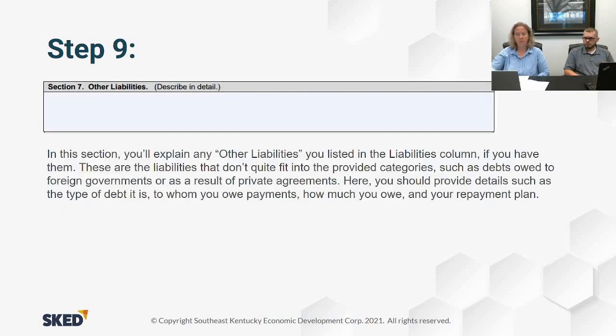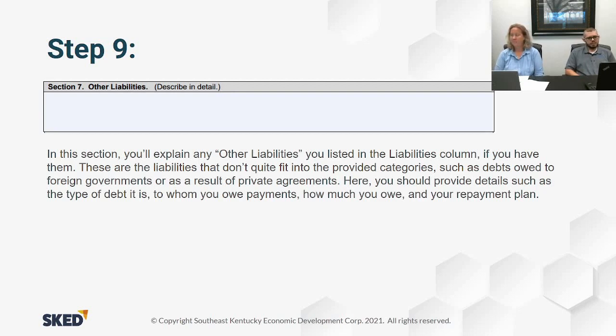And then we move on to step 9, which is other liabilities. You're going to describe these in detail. These liabilities often don't fit into the other categories, such as debt owed to foreign governments, private agreements, things like that. Put as many details in here as you possibly can. I'd say probably 85-90% of the folks we work with won't have anything in this section.